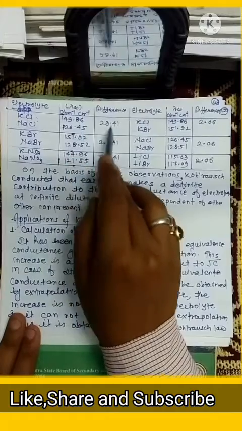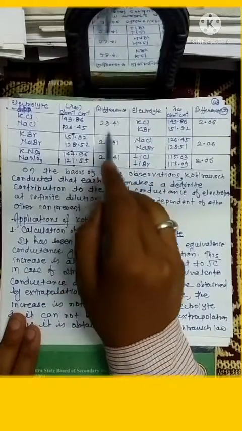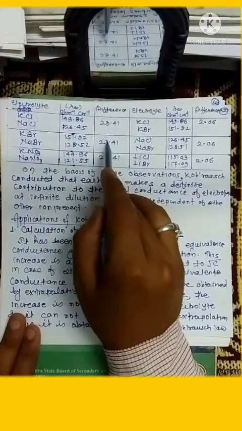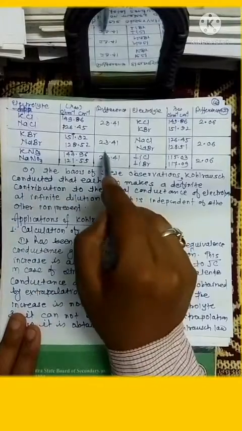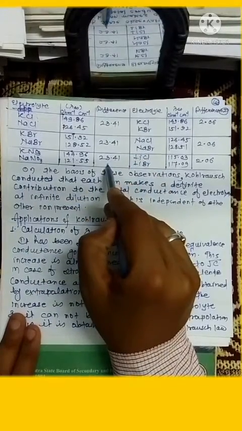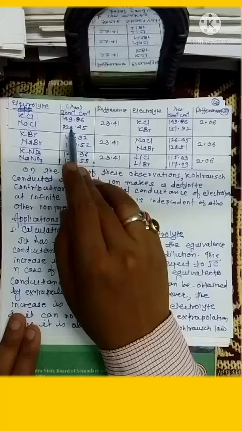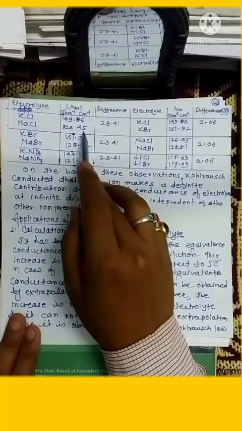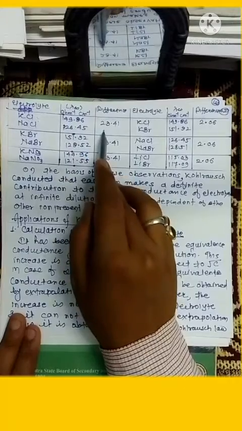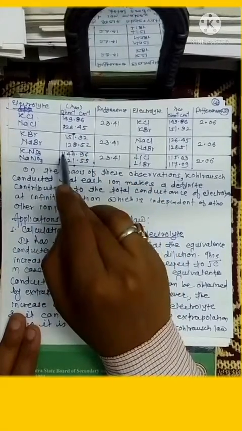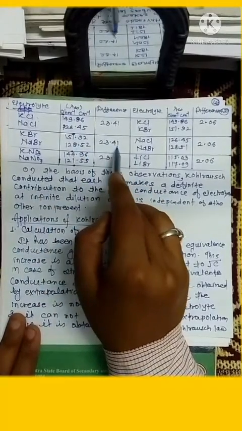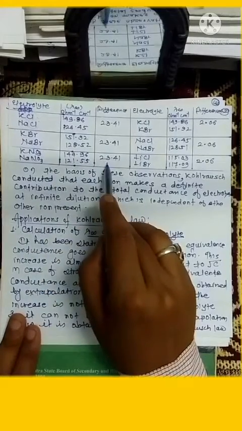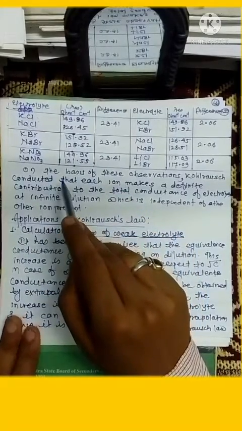So, in both cases, the difference is constant. In this case also, the difference is constant. That is, if you subtract 126.45 from this value, it comes to 23.41. In this case also it is 23.41. In this case also it is 23.41.